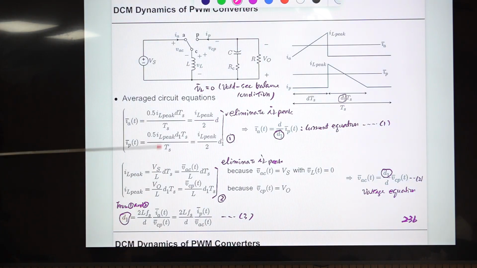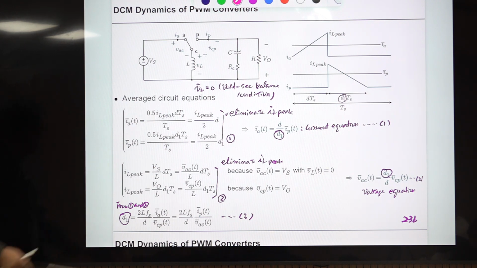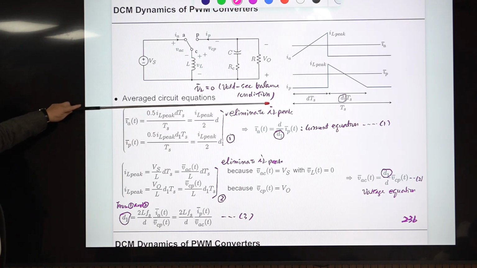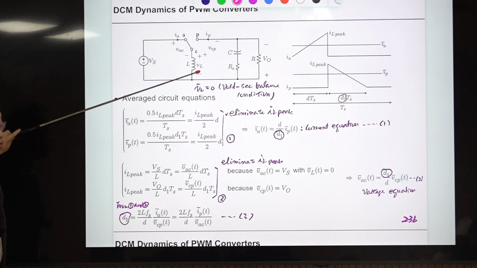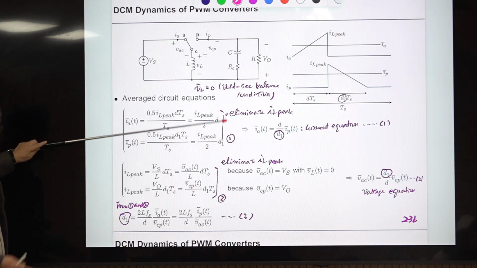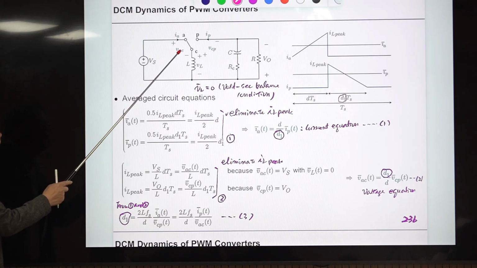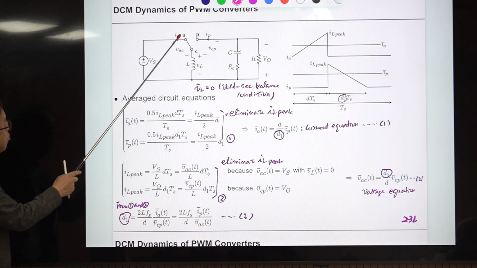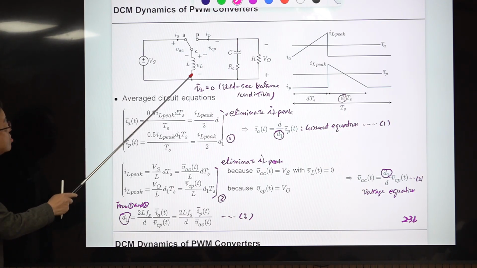Okay, but the most important thing is that the voltage across this inductor VL is 0 in the average sense because of the volt-second balance condition for the inductor. Otherwise, the inductor will be saturated. Okay, in the average sense, this voltage is 0. Then, in the average sense, the voltage across AC is this one, right? Because this is 0, right?